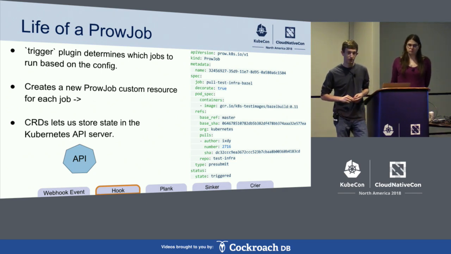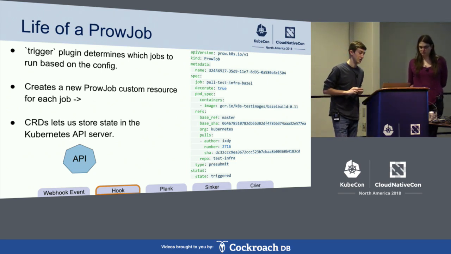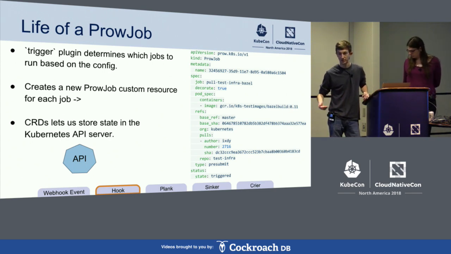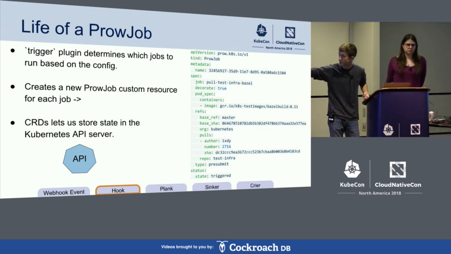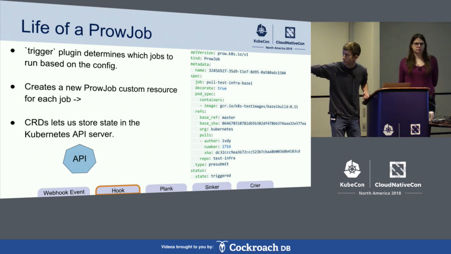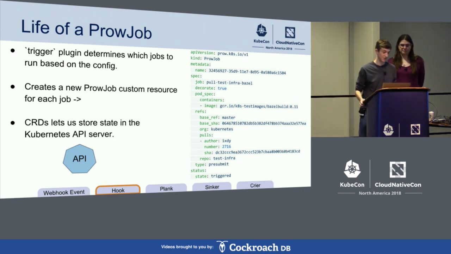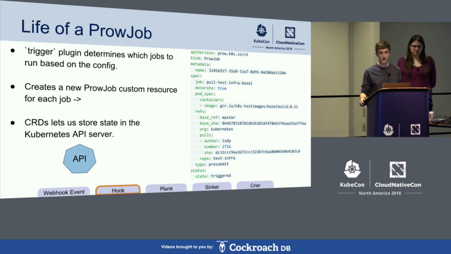Once it finds jobs that need to be triggered, it creates ProwJobs CRDs to represent these. So this is how we represent a job that exists and is running. So we create this CRD, and it starts in the triggered state. You can see there at the bottom. And we stick that in the API server. And this is pretty nice because it means that to represent our job state, we don't need a database or anything. We can just use the etcd server, or the etcd database that's already inside the API server. So that's pretty handy.